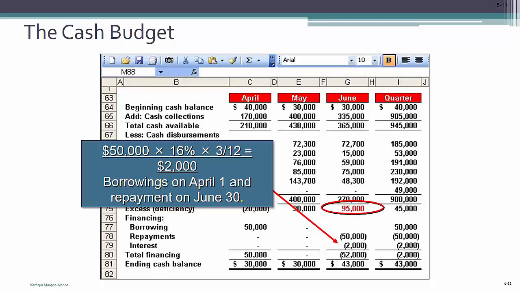At the end of June, Royal will have sufficient cash to repay the $50,000 borrowed in April plus interest on the loan. Good deal. The total interest is $2,000 as demonstrated in the computation of interest box on the left side of your screen. It's equal to 50,000 times 15% times 3 months out of 12 months. Royal will end the quarter with $43,000 of cash on hand, and this cash balance will appear on our budgeted balance sheet.